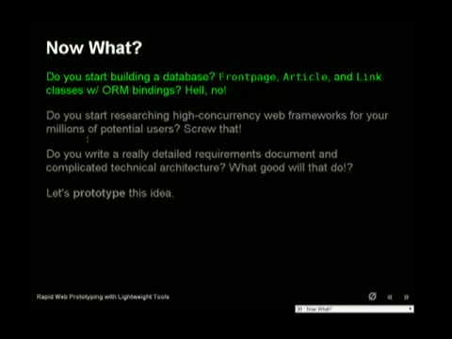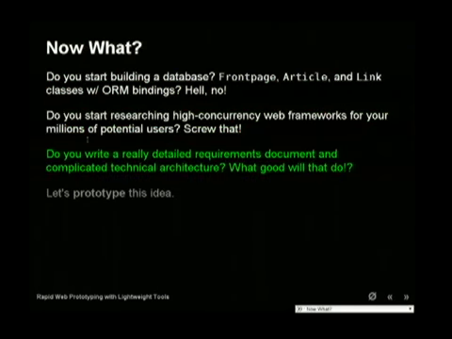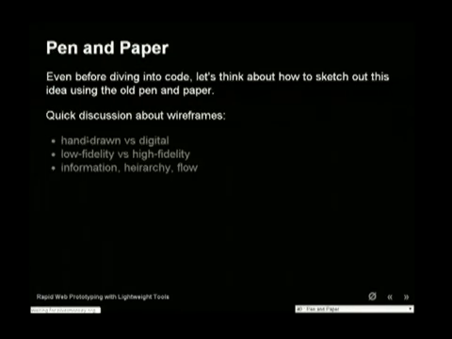Well, I definitely didn't want to start building classes to represent things like front page, article, and link. That's just really boring. And I definitely didn't want to start using an ORM. I don't want to start researching high concurrency web frameworks, and I don't want to write a detailed web requirements document, because those are all really boring, and no one actually cares about those. So instead, I'm just going to build it from scratch. And my first step for building it is pen and paper, which is the part you guys are going to help me with.